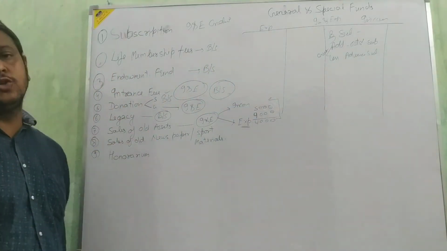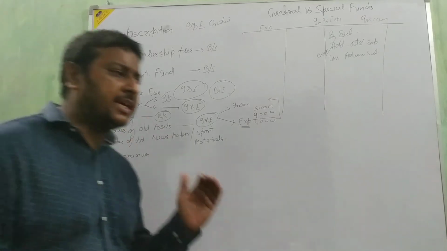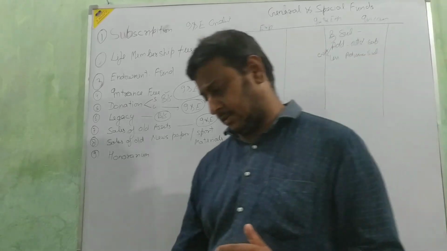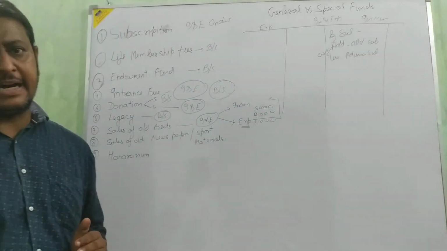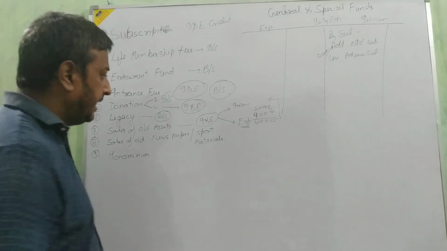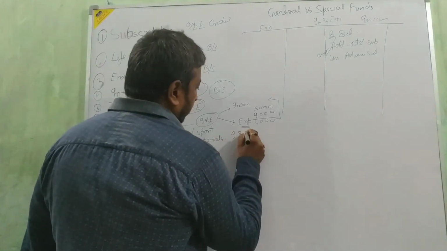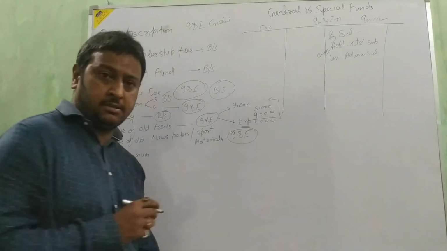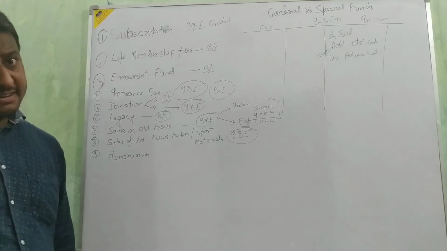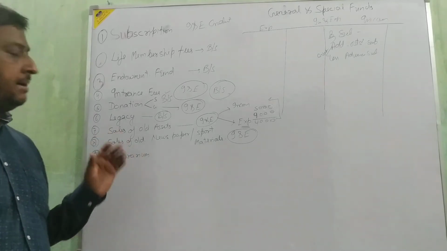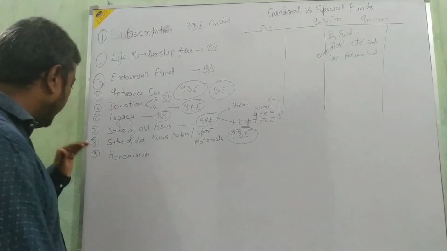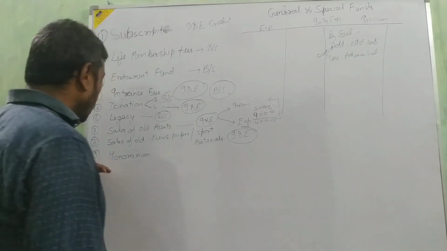Sale of old newspaper. Any type of sale of old assets, old or scrapped things, we are going to show in the income and expenditure account. Okay, beta?